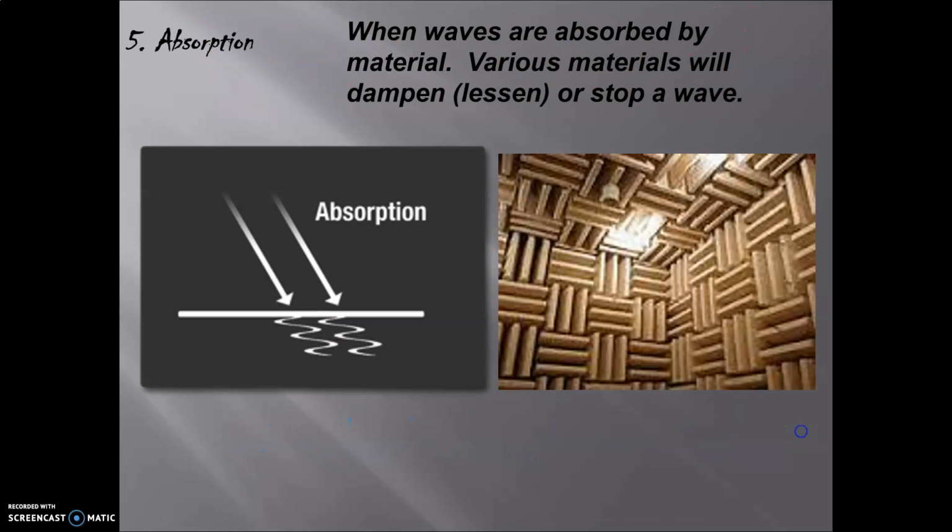All right, our next property of waves is absorption. So when waves are absorbed by a material, absorption happens. Imagine that. Lots of different materials can dampen or lessen or stop a wave. This is what is used in soundproofing rooms, usually in music studios, so that it doesn't create a bunch of reverberation of those sound waves in that area, so you don't get a bunch of echoes where you don't want them.